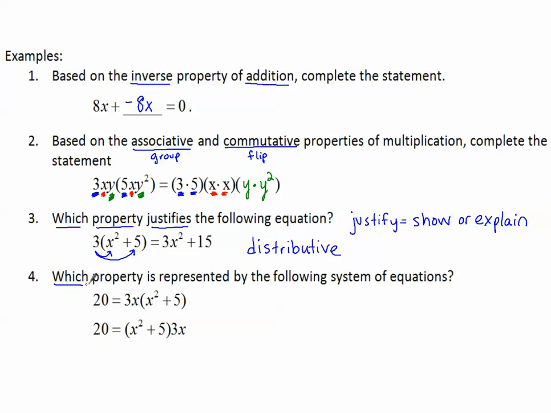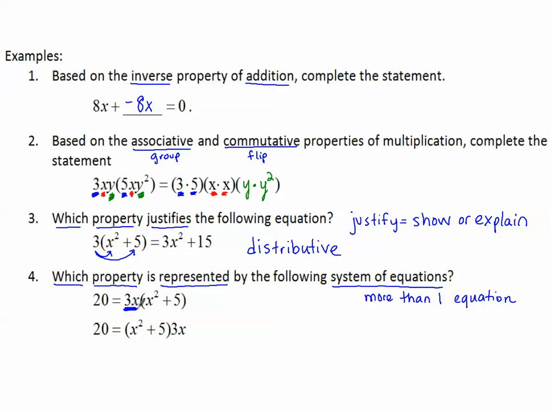One more. Which property is represented, represented is another way to say shown, by the following system of equations? System of equations just means more than one equation. 20 equals 3x times the quantity x squared plus 5. 20 equals the quantity x squared plus 5 times 3x. Well, I see that 20 is the same. Nothing changed here. What changed?